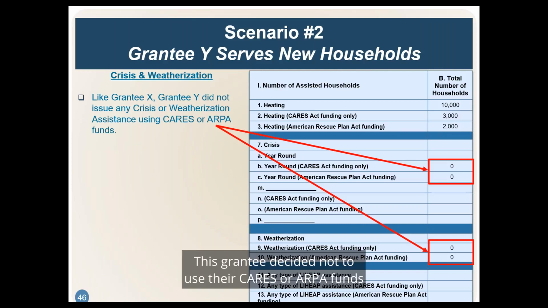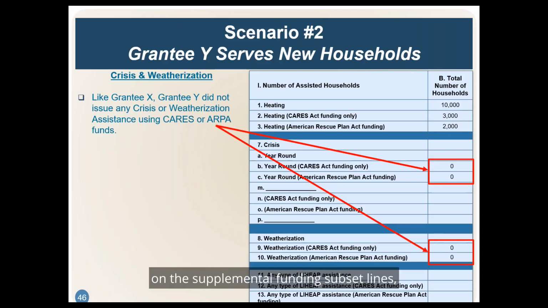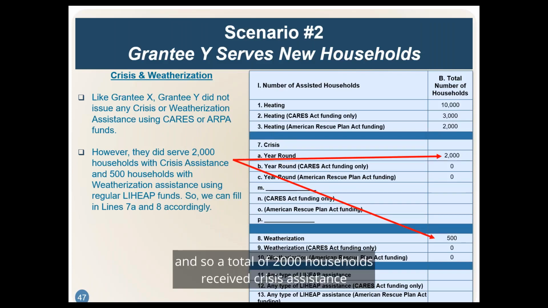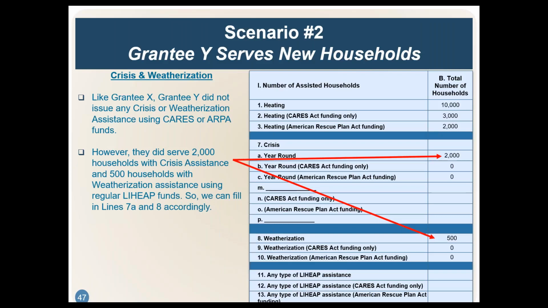This grantee decided not to use their CARES or ARPA funds for crisis assistance or for weatherization. So we're going to put 0 on the supplemental funding subset lines. But they did still provide crisis assistance and weatherization assistance using their regular LIHEAP funds. And so a total of 2,000 households received crisis assistance and 500 received weatherization. So we're putting those on the first lines for each of those categories.